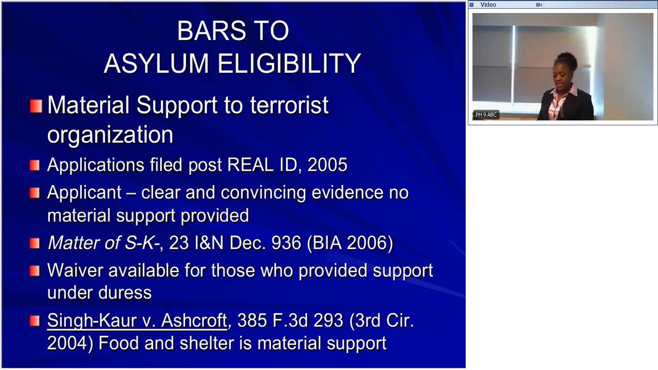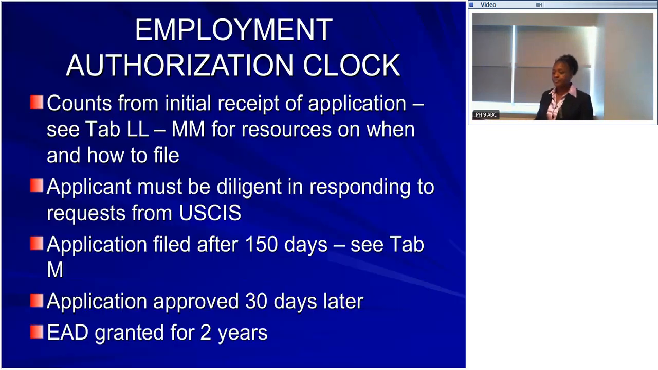It is very difficult. The employment authorization clock. Jonah has referred to this, and as he said, this is absolutely important for your clients. Asylum applicants are not allowed to work or to get permission to work in the United States for the first 6 months that they're in the United States. They have to wait 150 days before they can apply for permission to work.